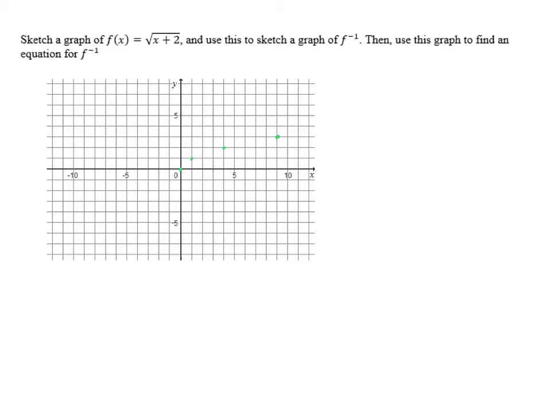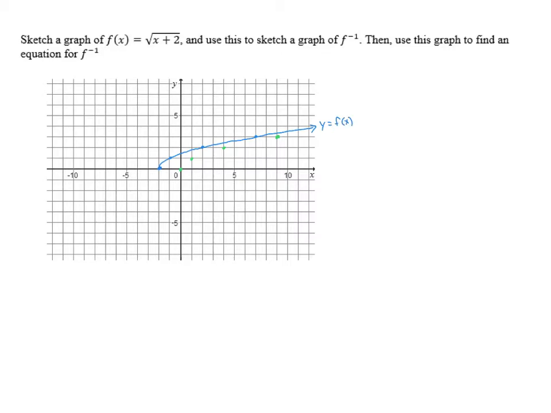And then from there, we shift to the left 2 units. So that gives us this point, this point, this point, and this point. And so this is our graph, y equals f of x.